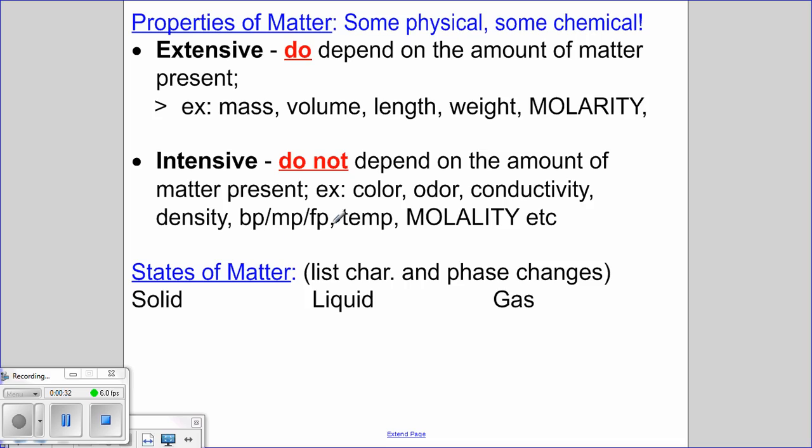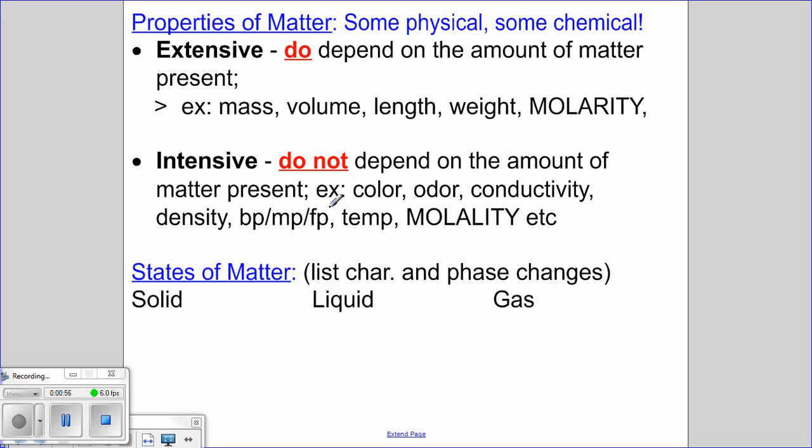Alright, so when we talk about matter, we usually talk about physical properties of matter and chemical properties of matter. Physical properties of matter just describe the way it looks, the color, the density, the texture of it, whether it's a hydrate or not. Chemical properties relate to the flammability of it, the reactivity of it. So it talks about some of the ways it can react.